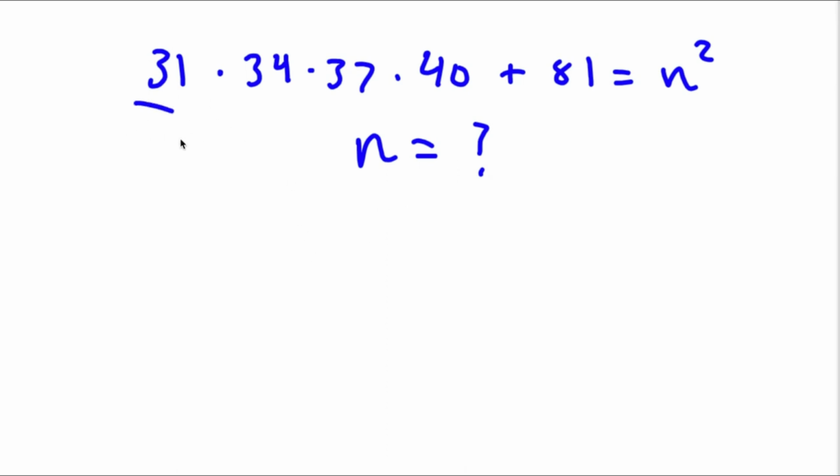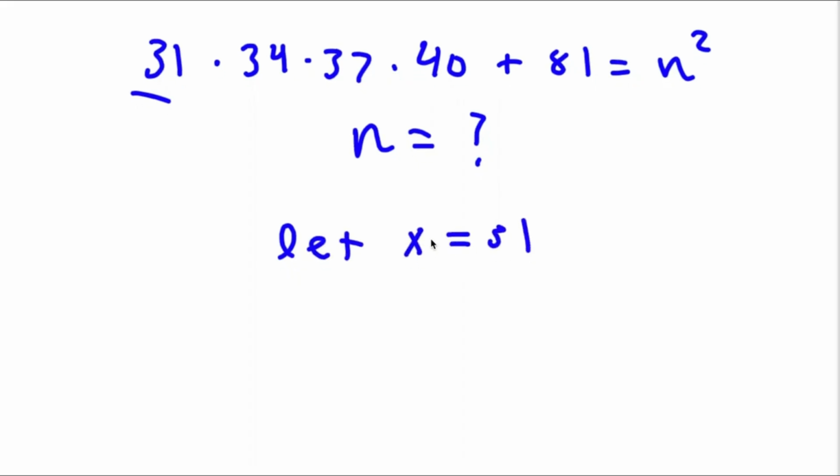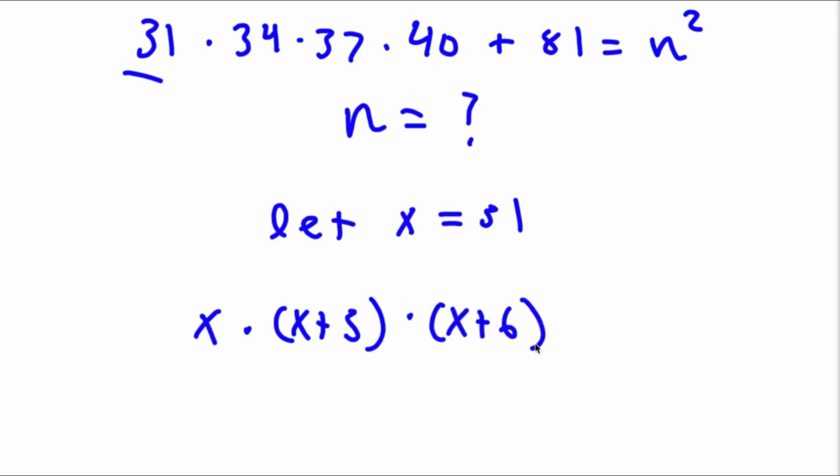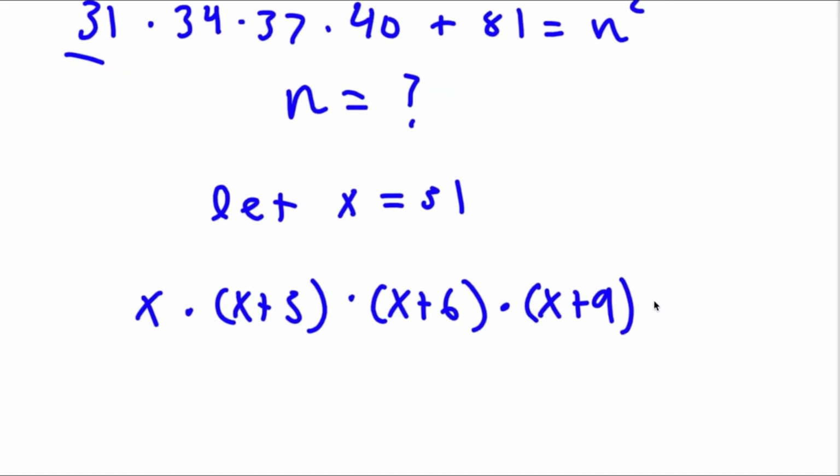So as you can see, we start off with 31, and 31 is the smallest number out of all of these, 81 being the greatest number. So I'm going to let the variable x equal 31. So now if I plug in 31 for x, I get x times, now the difference between 34 and 31 is 3, right? So I have x plus 3, because 34 is 31 plus 3, times, now the difference between 37 and 31 is 6, so I have x plus 6 times 40, which is x plus 9, plus 81. We are not going to change 81. This is equal to n squared.